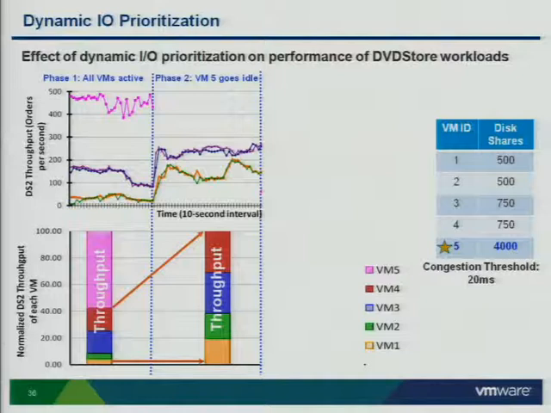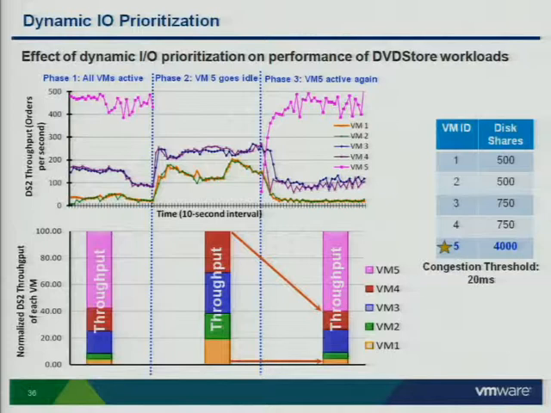And it did that. Because it did that, the other VMs suddenly started seeing higher throughput compared to their phase 1 value. You can see that in the graph on the top, and the graph at the bottom shows that still the throughput percentage was somewhat in proportion to their disk shares, but I'll show you how close they were in a moment. In the third phase, the critical VM became active again.